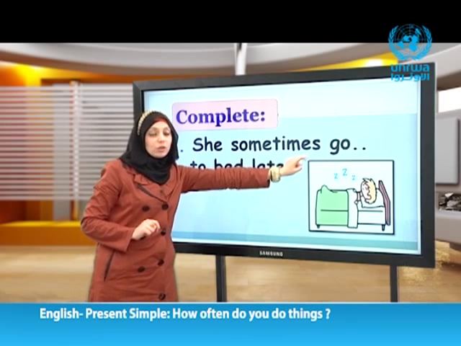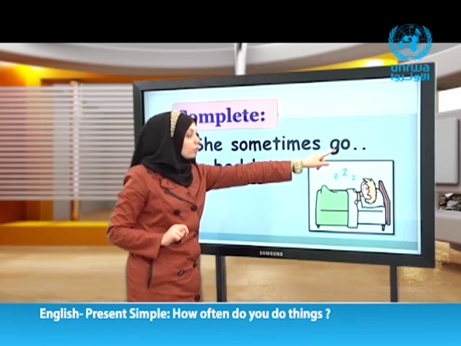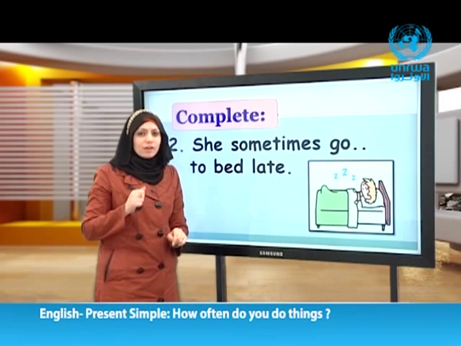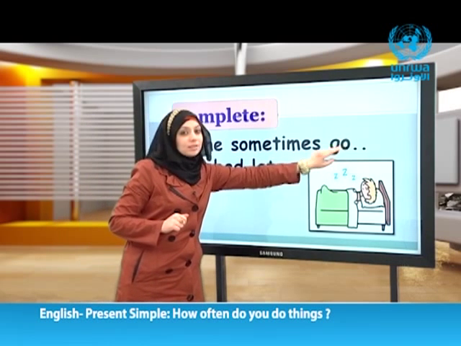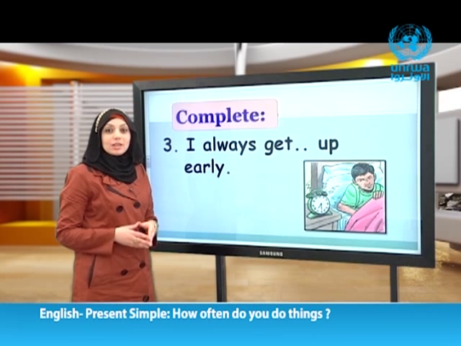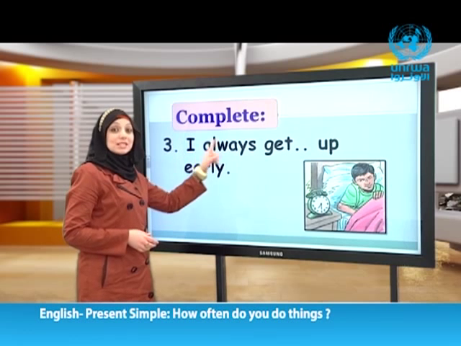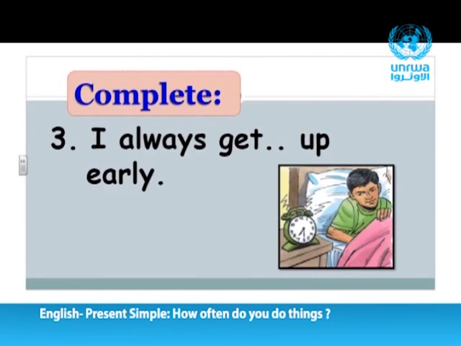وهنا لدينا الفعل go. لاحظ هنا عزيزي الطالب أن لدينا حرف الأو. هل نحتاج إلى إس فقط؟ نحتاج إلى ES. نحتاج إلى حرفين. So, she sometimes goes to bed late. Very good. Number three. I always get up early.